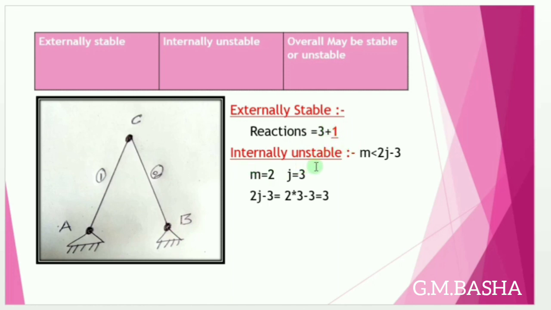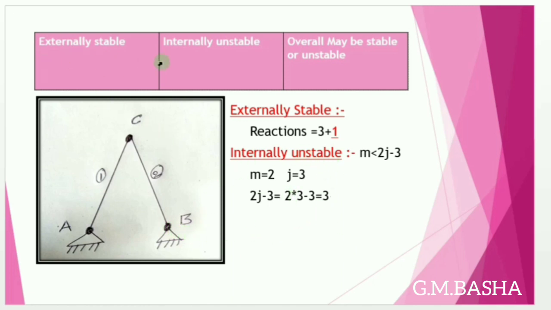Then we will check whether the structure will be internally stable or not. If m less than 2j minus 3, the structure will be internally unstable. See here, there will be two members, AC will be one member, BC will be another member. And how many joints? A, C, B, there will be three joints. So substitute in this formula, 2 into 3 minus 3, 6 minus 3 equal to 3. Therefore, members 2 is less than 3. Therefore, m less than 2j minus 3. The structure is internally unstable here, meaning there is one member less. AB is another member which is not there here.